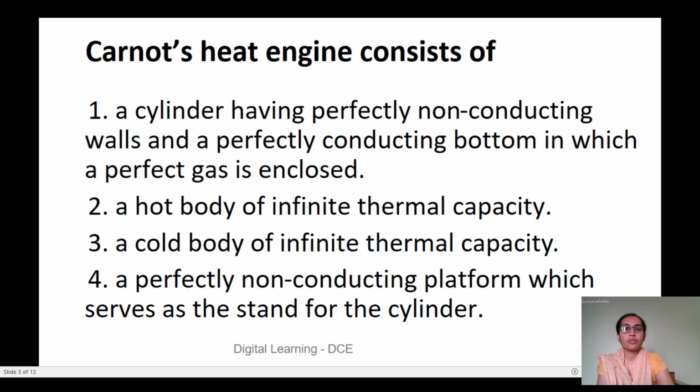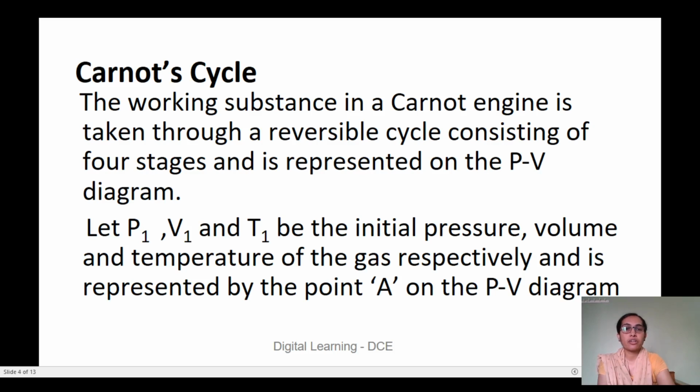Third part, a cold body of infinite thermal capacity. A cold body is also called the sink, which is maintained at a lower temperature and has infinite thermal capacity. Fourth is the perfectly non-conducting platform, which serves as the stand for the cylinder. The working substance in the Carnot engine is taken through a reversible cycle consisting of 4 stages, and this is represented on a PV diagram. This cycle is called Carnot's cycle.